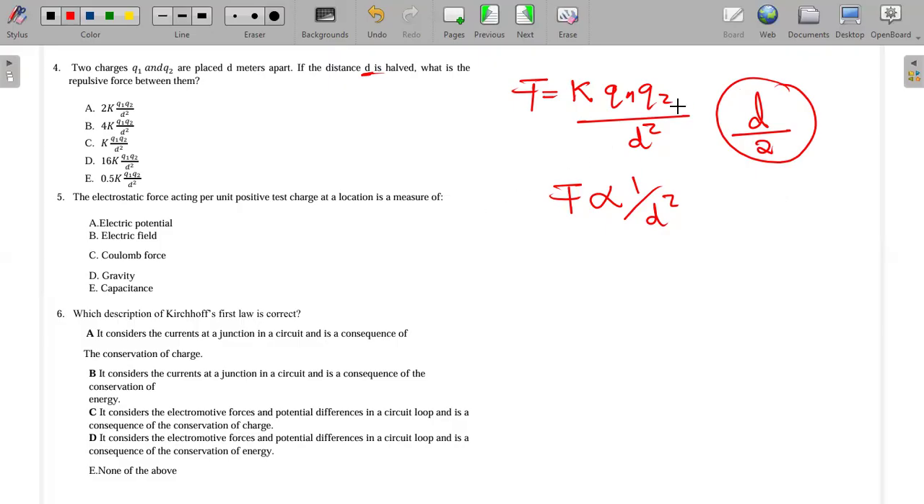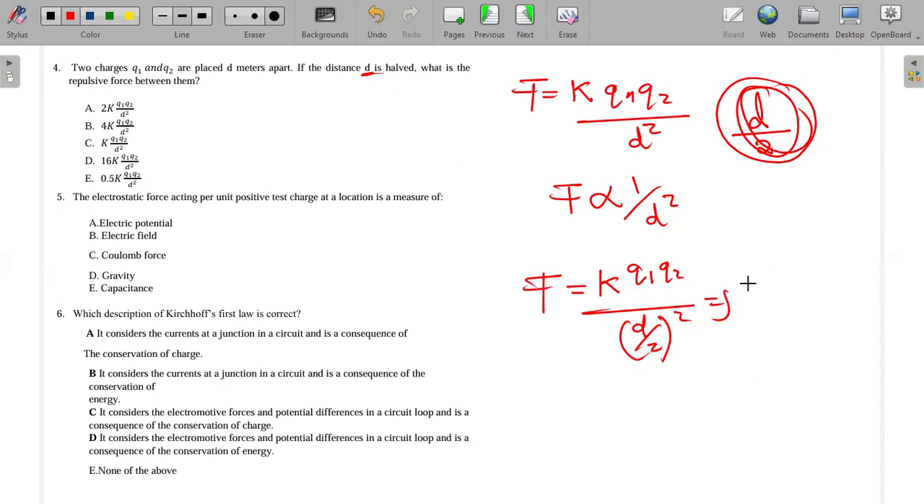All right. So if this was our initial repulsive force, let's assume this is our initial repulsive force. Now, in the next relationship, where there's d, I'll put this value. So I'll say my F will be equal to the constant K, Q1, Q2 divided by d over 2, and this is squared. So I'll have K, Q1, Q2 over d squared over 2 squared, of which 2 squared will just basically give us 4.